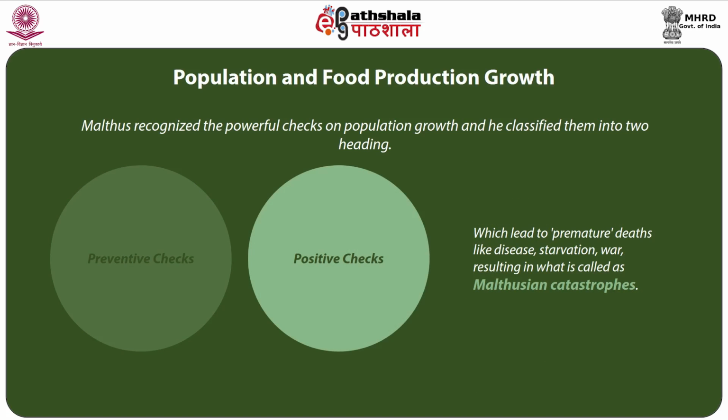The second one is positive checks, according to Malthus, which lead to premature deaths like disease, starvation, war, resulting in what Malthus called Malthusian catastrophes.